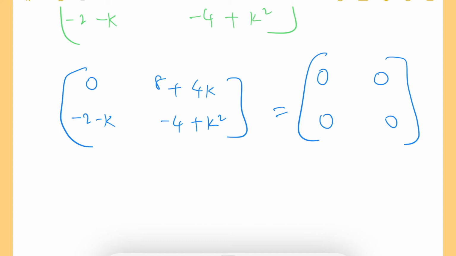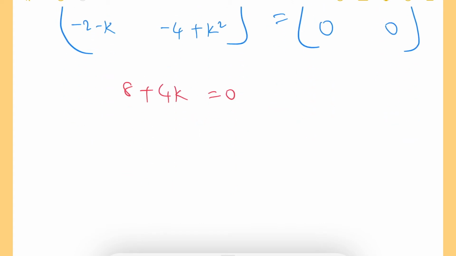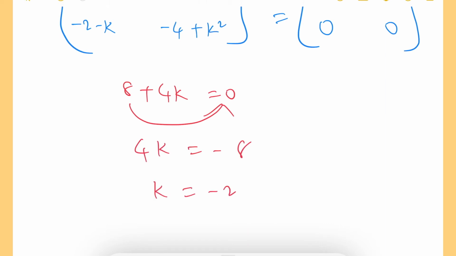Okay, now these two matrices are equal to each other, so obviously the corresponding elements are also equal to each other. First row first column equals first row first column, both are zeros, so no problem with that. Next, first row second column: 8 plus 4k is exactly equal to 0. Now I will take plus 8 to the right side, then it becomes minus 8, so 4k is equal to minus 8, then k equals minus 2.